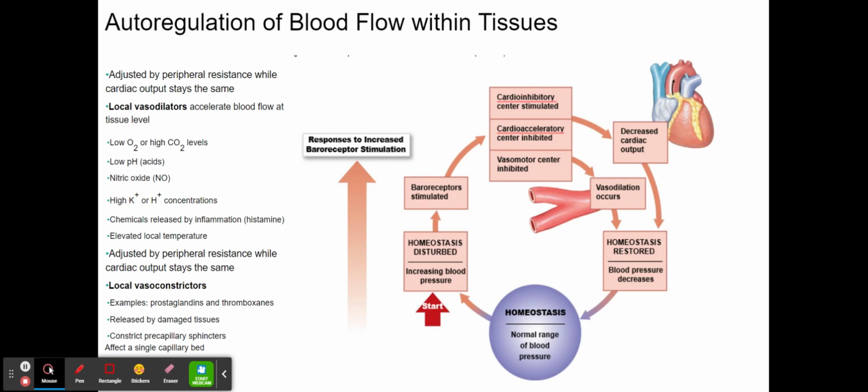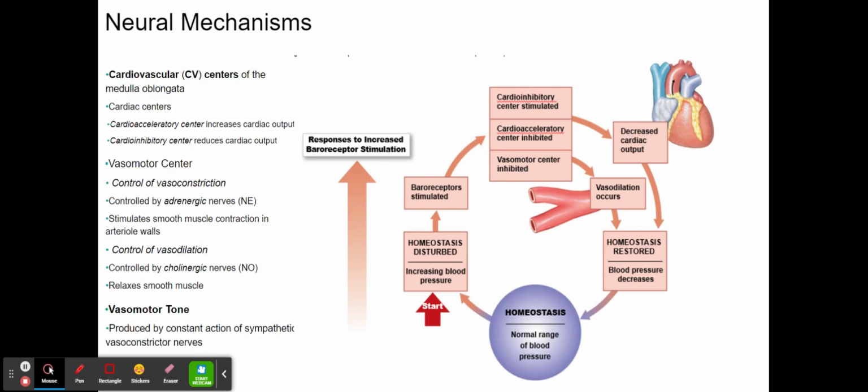As noted in Module 3, aggregating platelets in damaged tissues produce compounds that stimulate precapillary sphincters to constrict. These compounds are local vasoconstrictors. Examples include prostaglandins and thromboxanes released by activated platelets and white blood cells, and endothelins released by damaged endothelial cells. Local vasodilators and vasoconstrictors control blood flow within a single capillary bed. In high concentrations, these factors also affect arterioles, increasing or decreasing blood flow to all the capillary beds in a given area.